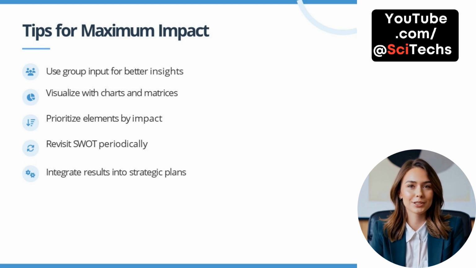Finally, always integrate SWOT results into strategic plans. Let it guide where you invest resources, how you mitigate risks, and which innovations to pursue. When done right, SWOT becomes more than an academic tool. It becomes a dynamic part of your planning process, enabling better decisions across product design, project management, and organizational growth.